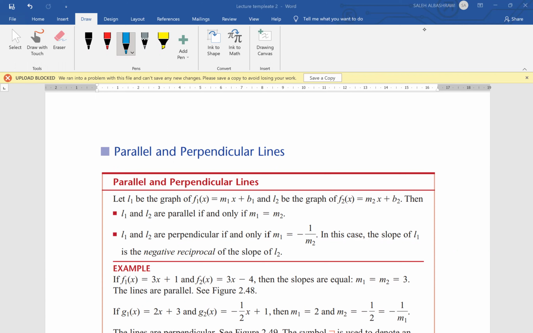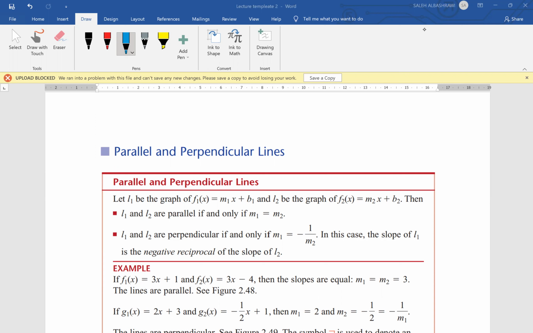In this part, we are going to find the equation using different techniques, if two lines are parallel or perpendicular: how to find the equation of a line parallel to another line or perpendicular. Start with the definition of these two words, parallel and perpendicular.